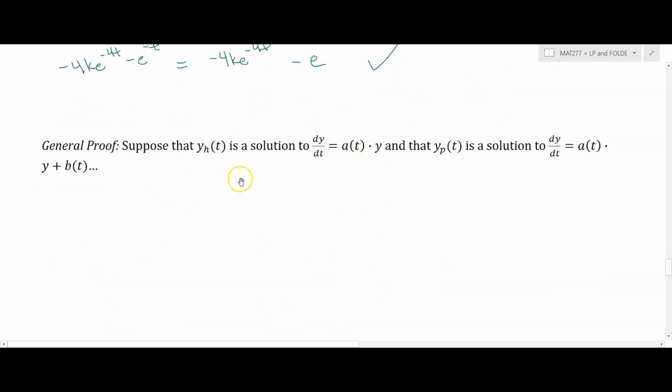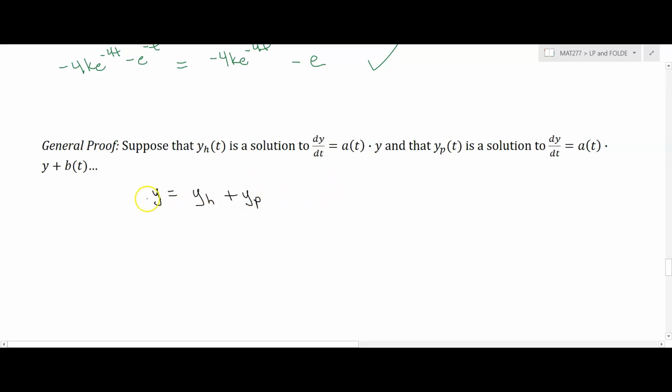Let's see that this works. So suppose that y sub h of t is a solution to the homogeneous reduction and that y sub p of t is a solution to the non-homogeneous case. So we start off the proof by saying that. If that's true, then I want to check, is y equals y sub h plus y sub p a solution?